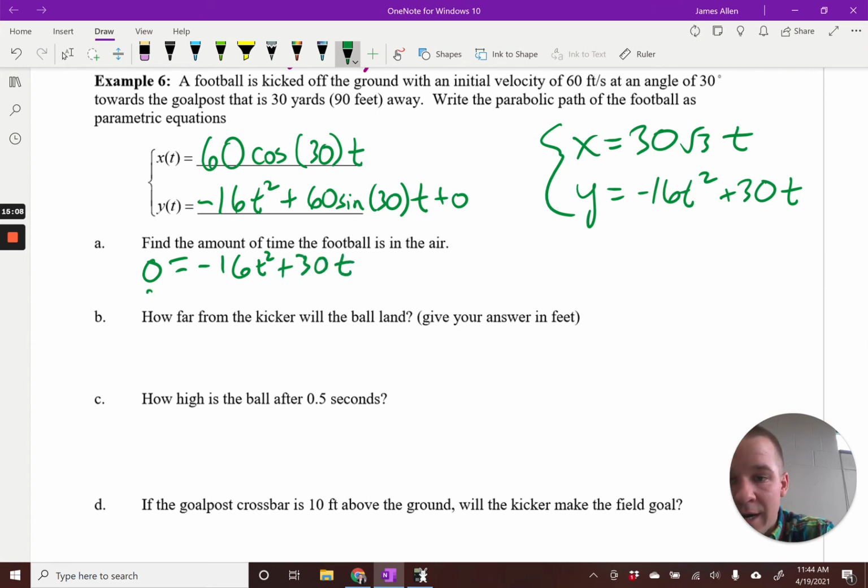I can divide those both by 2 again, just like the last one. Negative 8t squared plus 15t. So why don't we go ahead and we could actually factor this one. That's not bad. I'd take out a t.